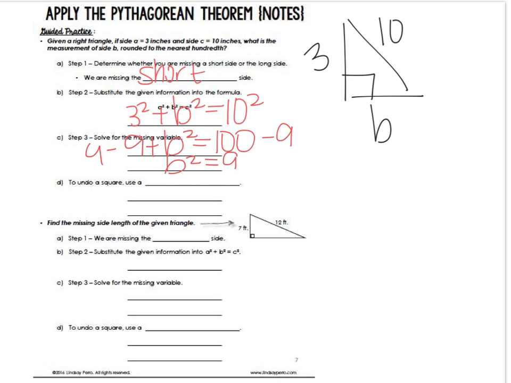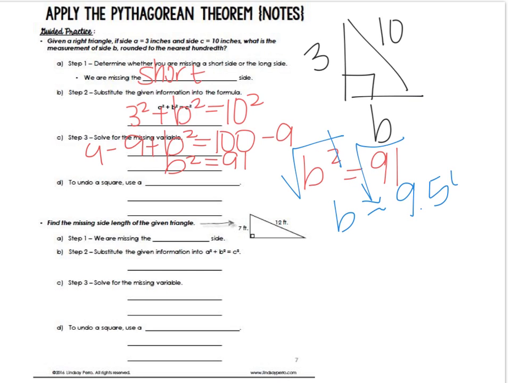equals 91. And then just like in the last problem, to undo that square, we use a square root. So we're going to go B squared equals 91. I am going to do the square root so it cancels out that square. Get your calculator out. So we're going to say B is about 9.54 inches.